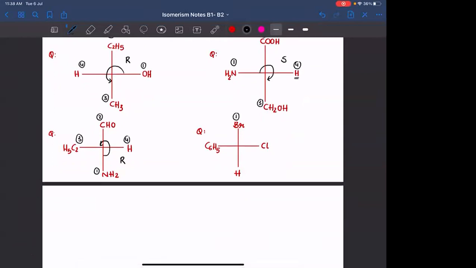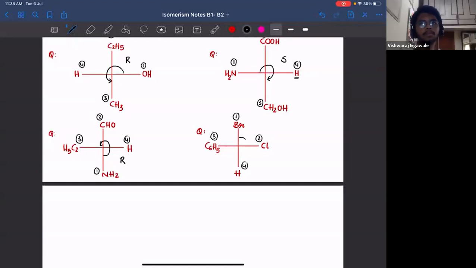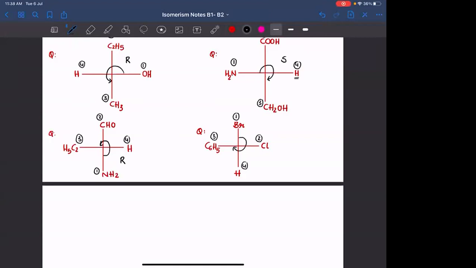Bromine will be 1, chlorine will be 2, C6H5 means phenyl. R. 1, 2, and 3. The lowest priority is on the vertical line. Hence, this will be R only. Any doubt? Any doubt, anyone? No sir.